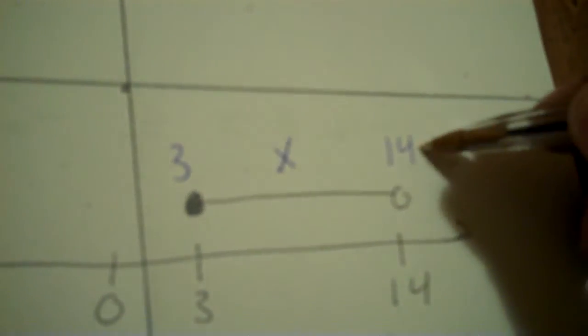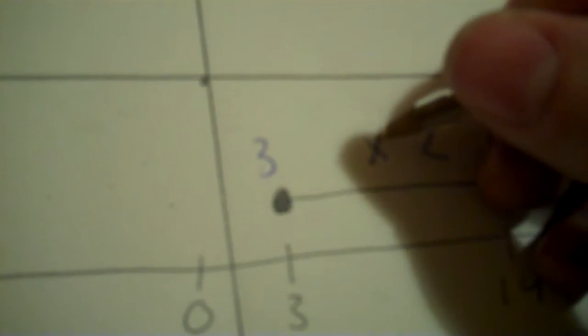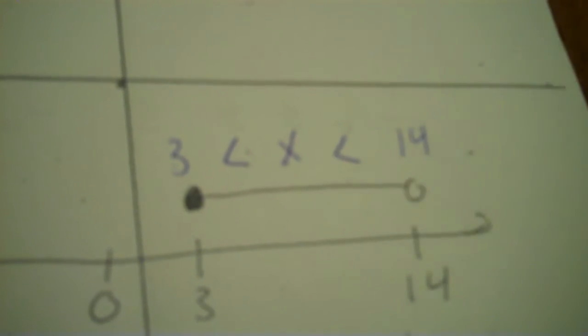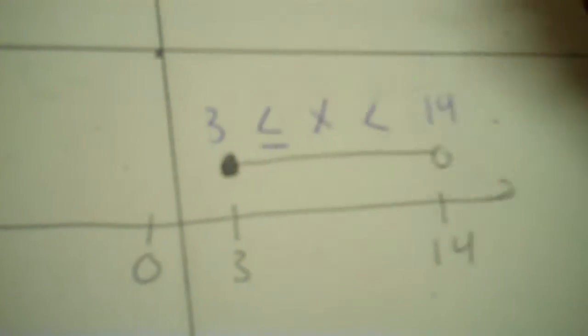Okay, next one. X, you put 3 and you put 14. The highest number here, the lowest number here, and you always eat the maximum. And then we eat the x. Eat maximum, eat x. So we don't put the line there because that bubble's open, and this is equals.